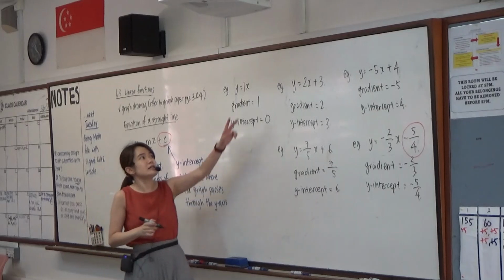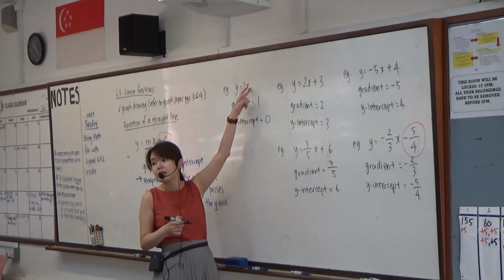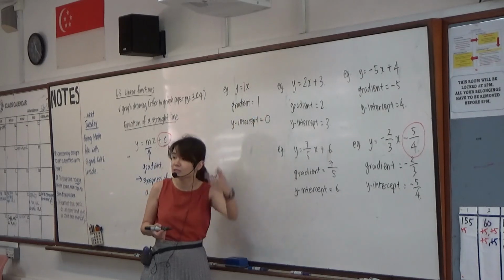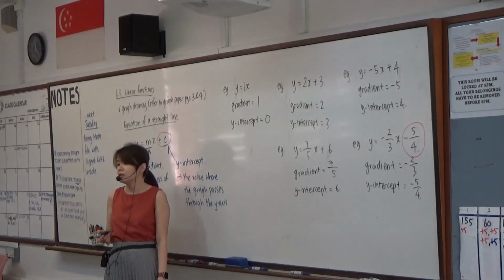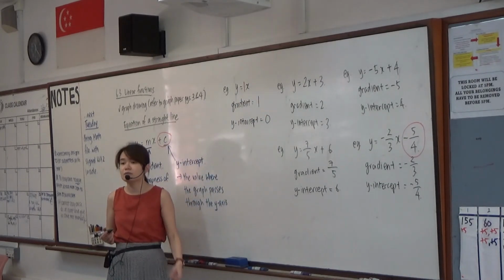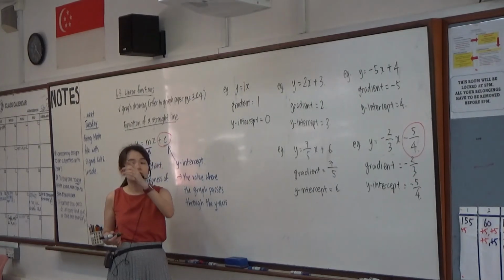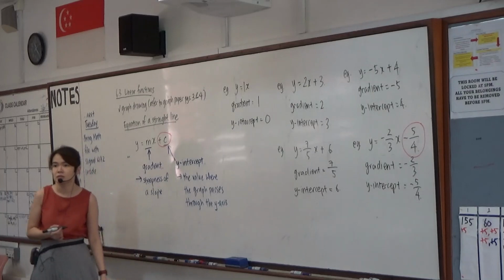Because there's nothing, it must be a plus 0. Can it be a plus 1? If it's a plus 1, it must be there. Agree? So it must actually be a 0. Questions? Alright?